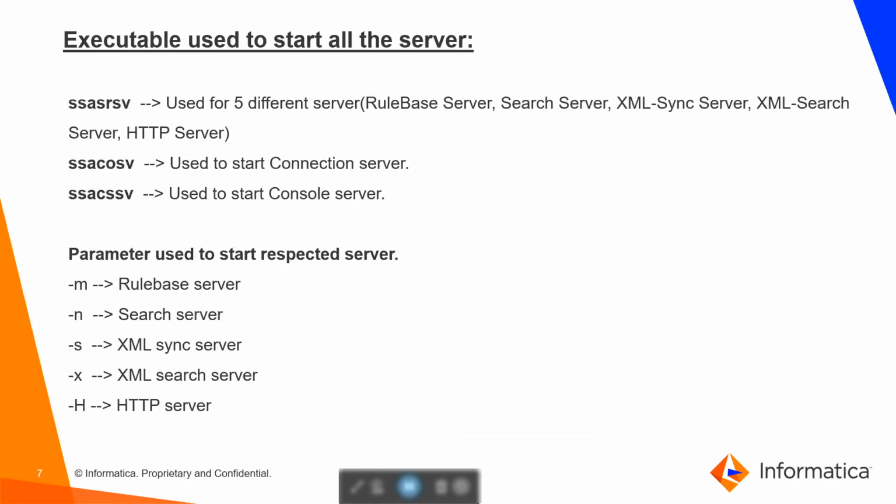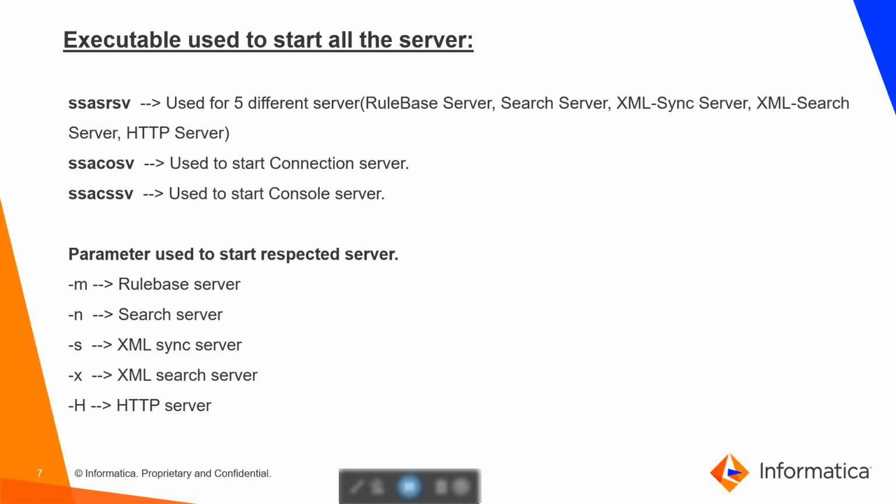because while starting the console server, you have to define all the servers you have started. Now, the executables used to start all the servers. If you go to the IIR bin directory, you can see the SSA SRSV, SSA COSV, and SSA CSSV executables. You can use these executables to start all the servers. Using the executable SSA SRSV, you can start 5 different servers: the rule-based server, search server, XML sync server, XML search server, and HTTP server. With SSA COSV, you can start the connection server. If you specify SSA CSSV, then you are starting the console server. But with SSA SRSV, 5 different servers can be started.